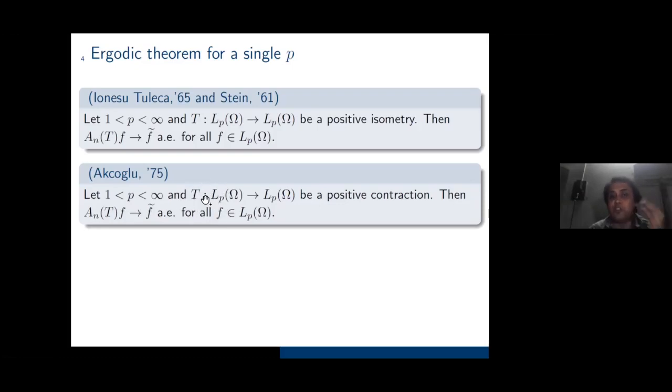So Akcoglu's ergodic theorem is more general than Dunford-Schwartz. Dunford-Schwartz operators are automatically positive contractions, but for all LP. Here, in Akcoglu's ergodic theorem, this operator T may be a positive contraction for some LP, but may not be a positive contraction for some other LP. So Akcoglu's ergodic theorem is more general than Dunford-Schwartz, and for p equal to 1 and infinity, both the Ionescu Tulcea-Stein ergodic theorem and Akcoglu's ergodic theorem are not true.